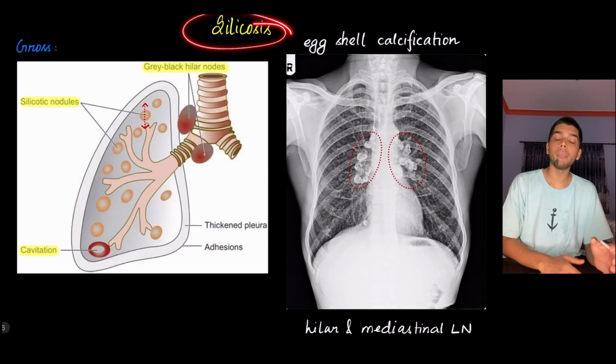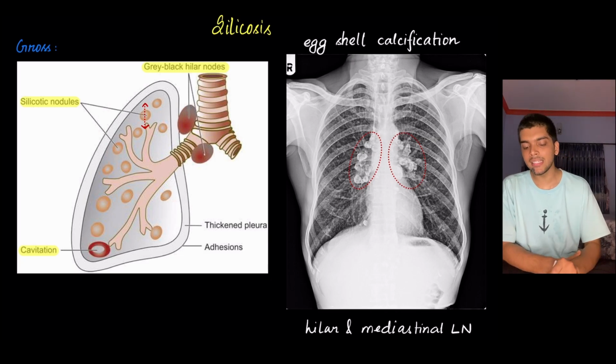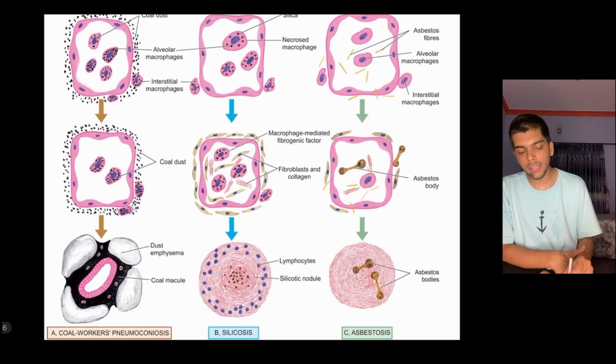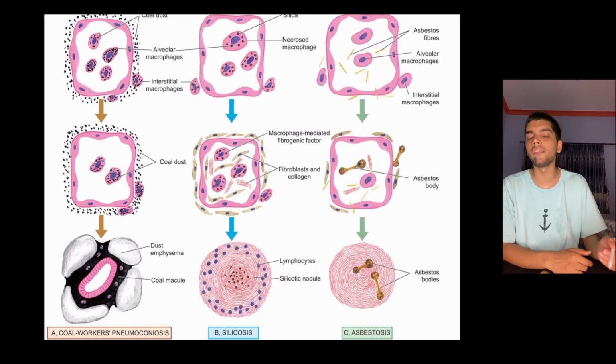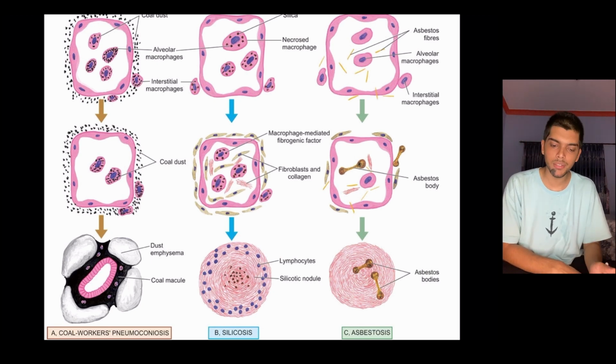In silicosis, grossly, you can see silicotic nodules, cavitation and eggshell calcification is seen under X-ray. Microscopically, there is concentric arrangement of fibers with fiber-producing fibroblast and inflammatory cells, namely lymphocytes, along with silica-laden macrophages.